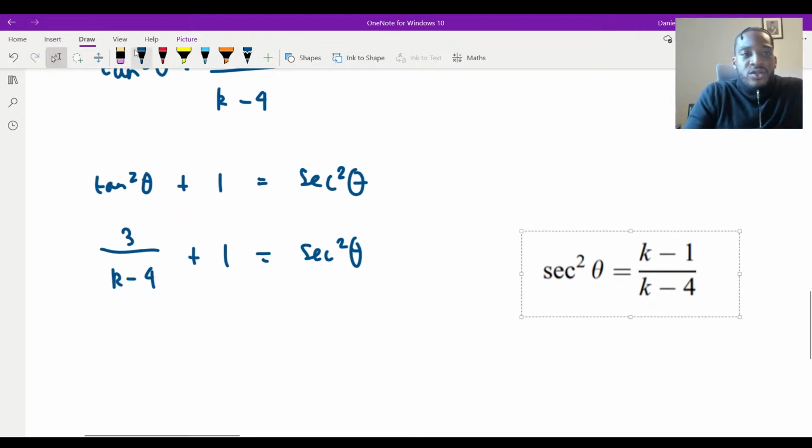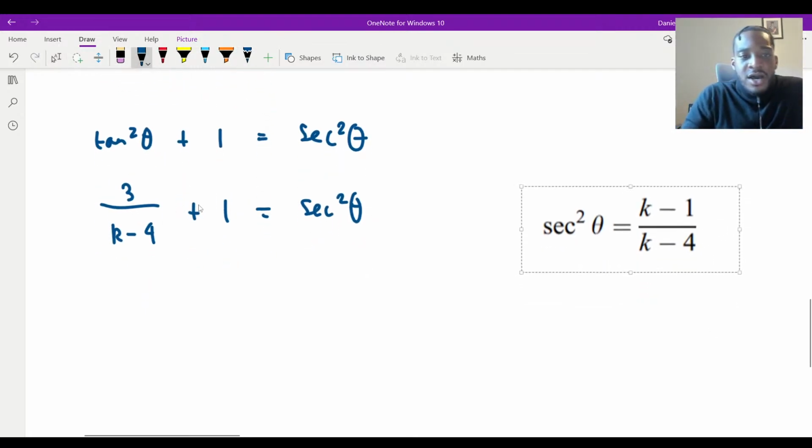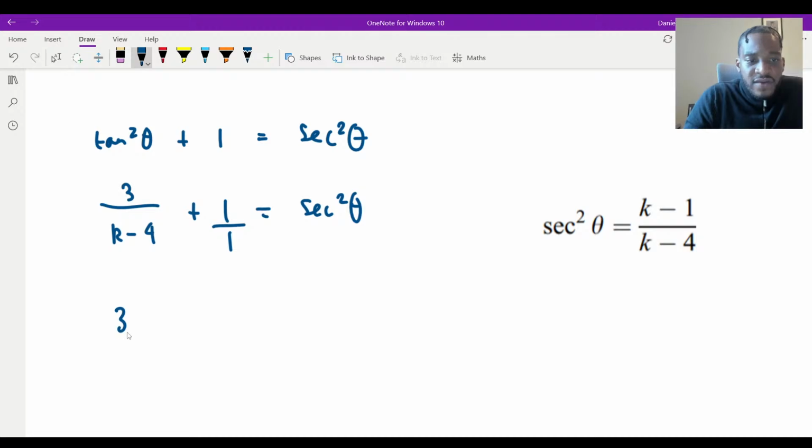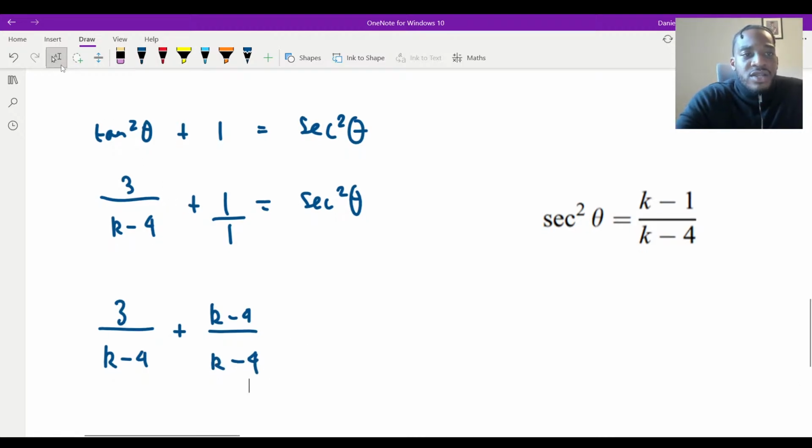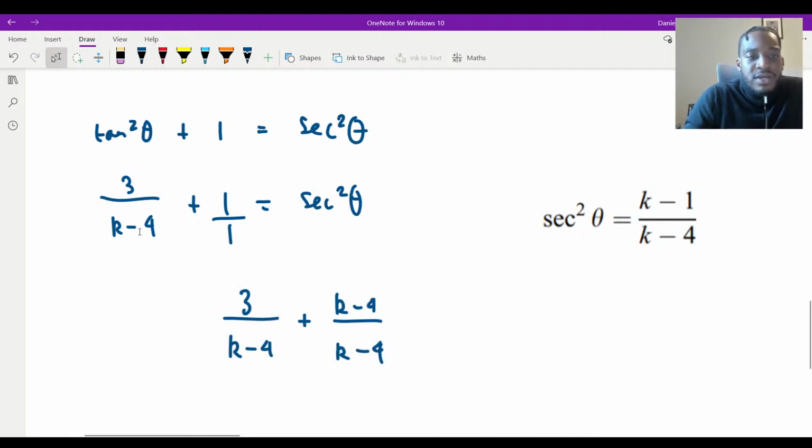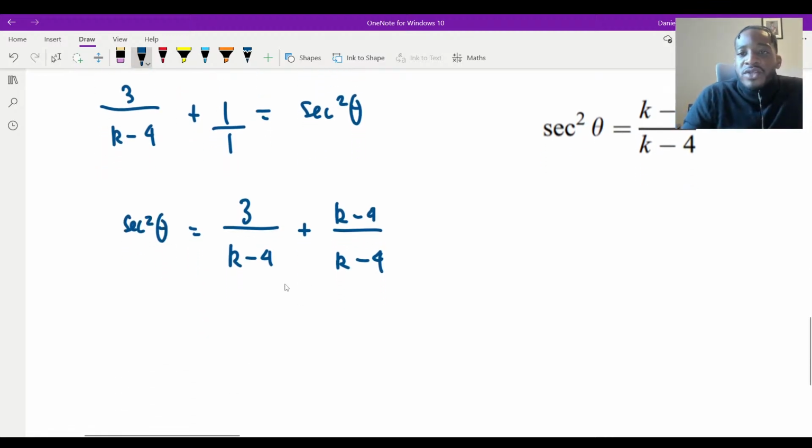Now, if I do this here, how do I combine that? Well, that's going to be 1 over 1. The common denominator is going to be k minus 4, no? So it's going to be 3 over k minus 4 plus k minus 4 over k minus 4. And then I'm going to put sec squared theta on the left-hand side, so I move this here and put sec squared theta right here, like that. And now they've got the same denominator.